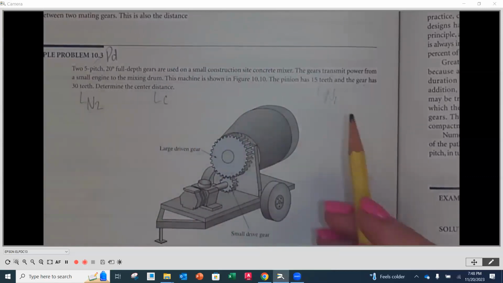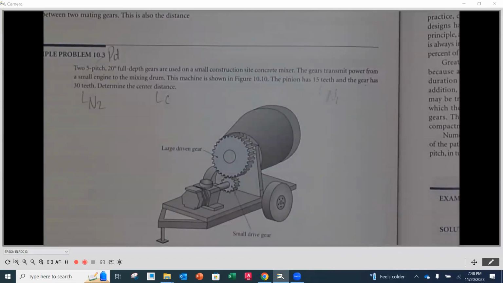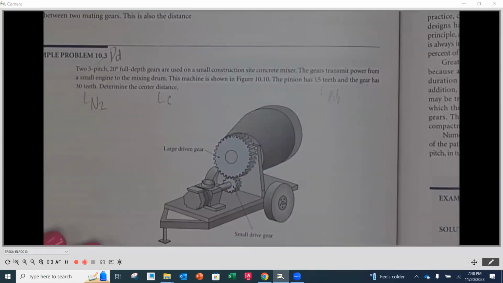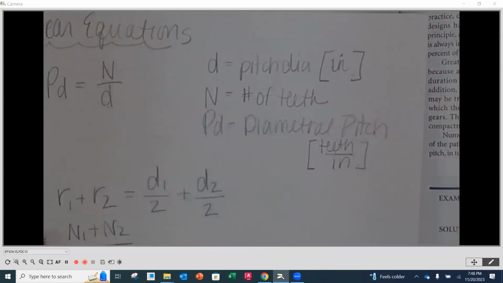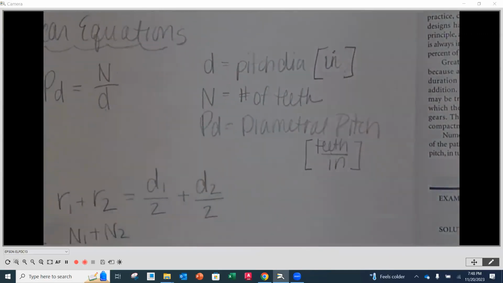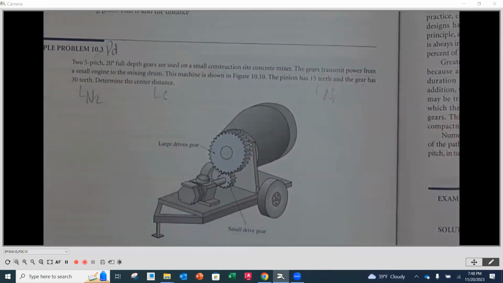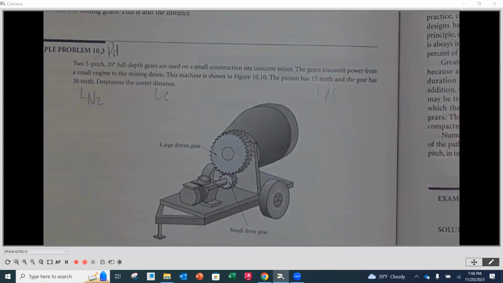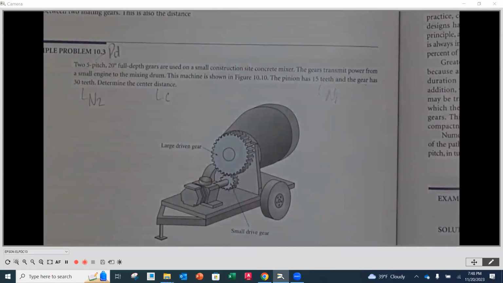Okay, so you'll notice that I have N1 and N2. Whenever we have number of teeth, we know from our equations, number of teeth is N. Now N1, the 1 is going to mean that's our pinion, and the 2 is going to be our gear. And then determine the center distance. Is N1 always going to be smaller than N2? Yeah. Good question.